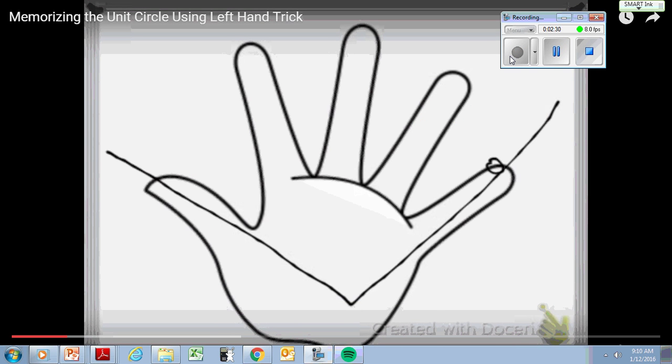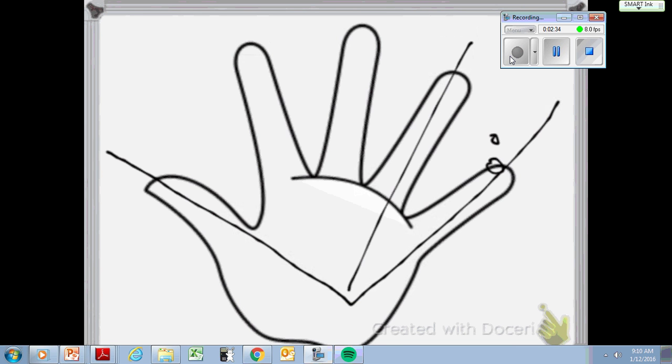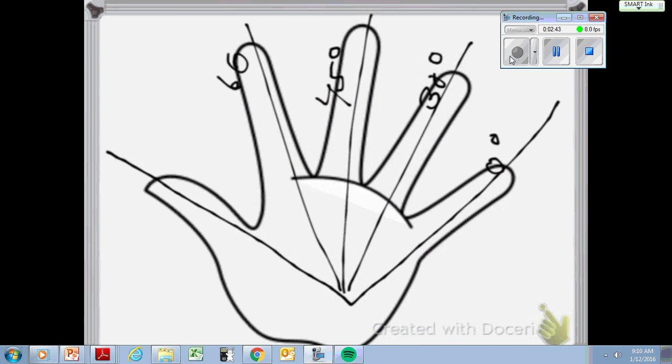And this would be at 0 degrees. This next angle would be 30 degrees. The next one would be 45 degrees, 60 degrees, and then of course 90 degrees, right? So when I'm talking about this trick and what you can do using your fingers, that's what I'm referring to. That's where I'm getting it from. It's from the first quadrant of the unit circle. Let's take all these away.